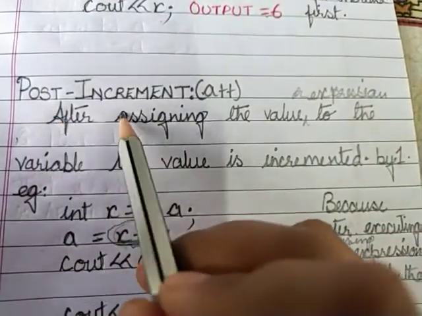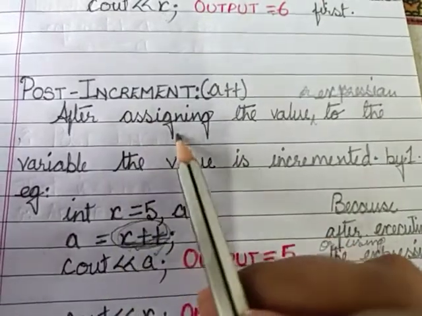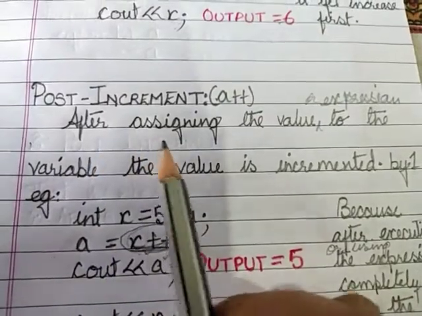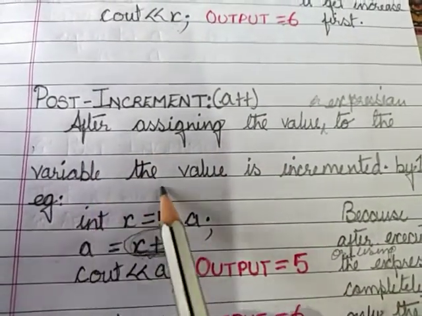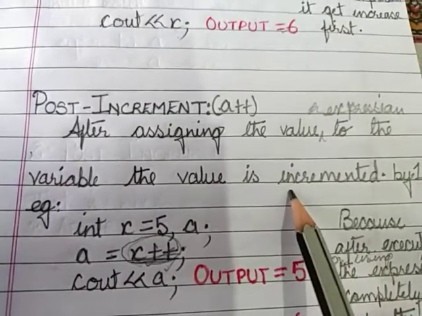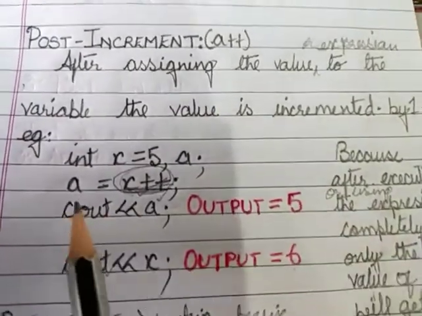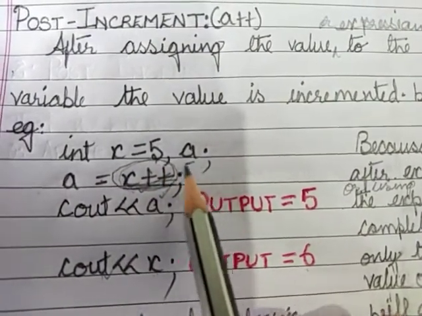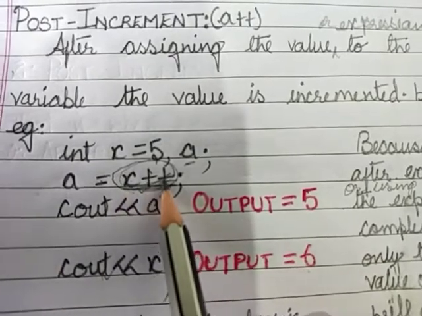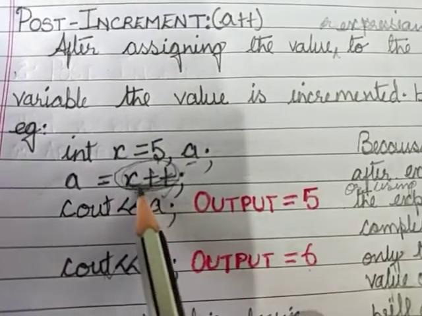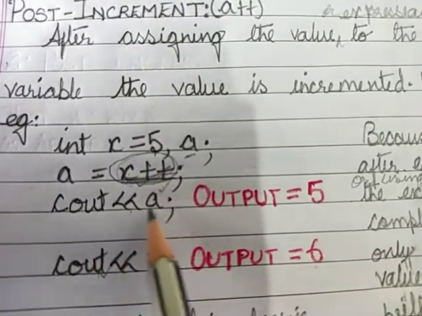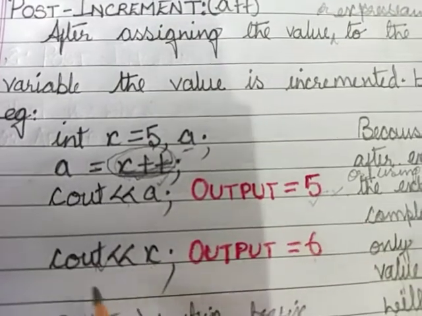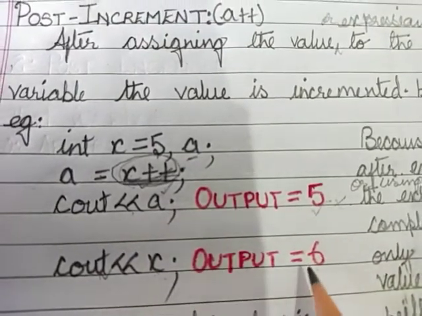But in post-increment, what happens? After you assign the value or the expression to the variable, only then is the value increased by 1. For example, x is equal to 5, and in the variable a, I assign x++. That means post-increment of the value x. When you print out, the value of a is 5, not 6, and the output of x will be 6.